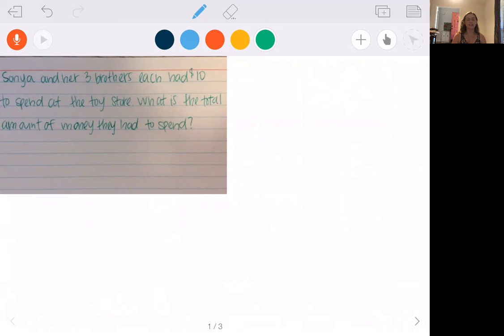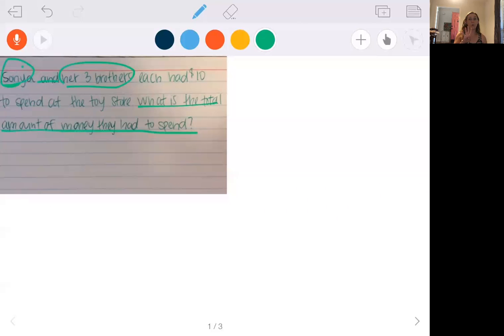So as always, when I see a word problem, the very first thing I'm going to do is figure out what is my question. So in this one, my question says, what is the total amount of money that they had to spend? All right, so I know what I'm looking for. And now I can try to figure out what numbers I see that may give me a little clue as to what I should do. So I'm going to see that it's Sonia right here and her 3 brothers.